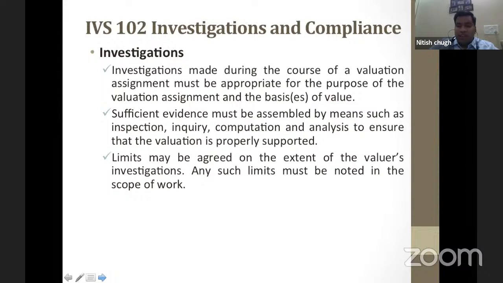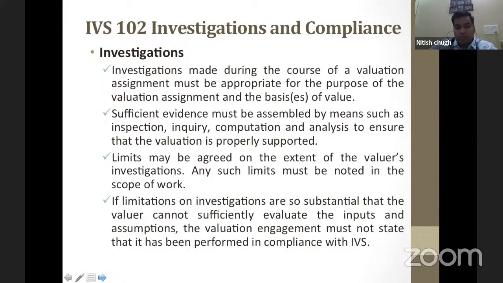Limits may be agreed on the extent of the valuer's investigation. Any such limits must be noted in the scope of work. We have discussed this in scope of work as well. There could be certain limitations agreed to limit the extent of the valuer's investigations, and those must be mentioned in the scope of work. However, if limitations on investigation are so substantial that the valuer cannot sufficiently evaluate the inputs and assumptions, the valuation engagement must not state that it has been performed in compliance with the IVS.